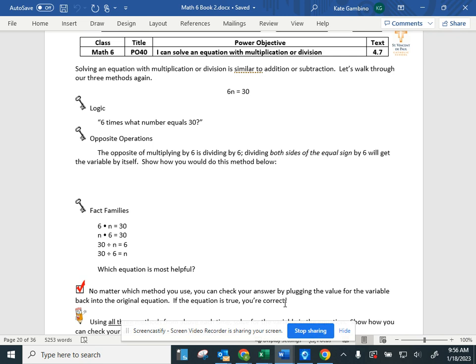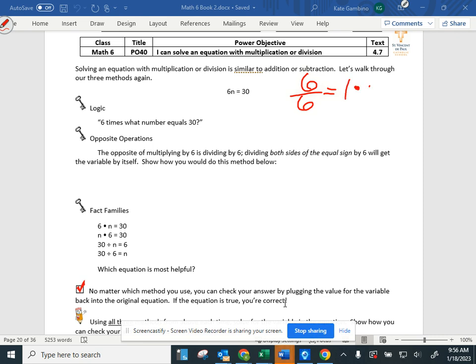You're going to be doing the opposite operation. So if the equation is multiplying, you're going to divide. If it's dividing, you're going to multiply. When we were doing it with adding or subtracting, we wanted to zero out that number so the variable was by itself. When we're multiplying or dividing, we're going to be turning it into a 1. So 6n, 6 divided by 6 equals 1.